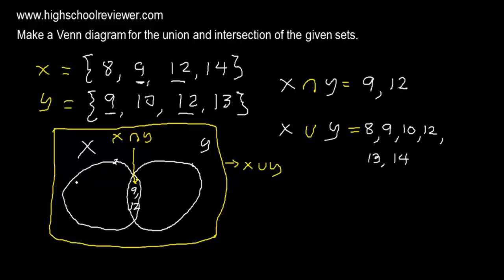For X, we have 8. 9 is already here in the intersection, so we do not need to write it here. And then 12 is already here in the intersection, so we will only write here 8 and 14. How about for the remaining Y? 9 is already here in the intersection. 10, so we have here 10. 12 is already in the intersection, and we have 13. Okay, so this is now the Venn diagram for the union and intersection of the given sets. And these are our final answers.